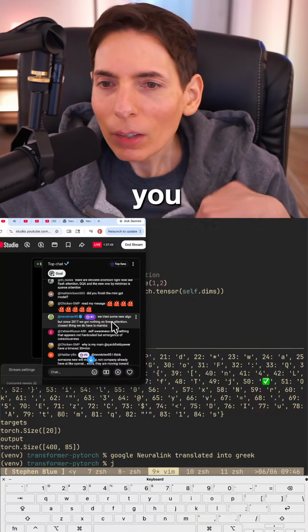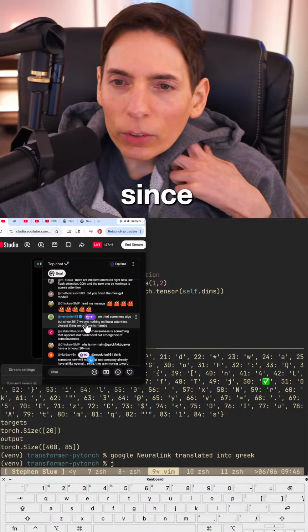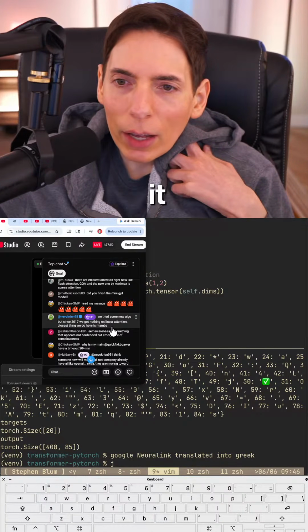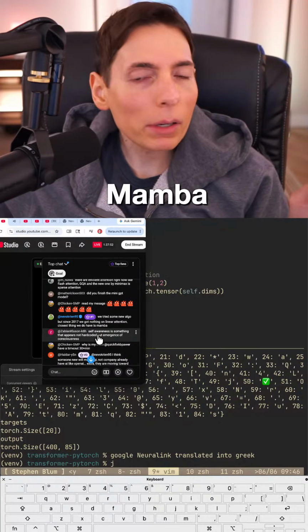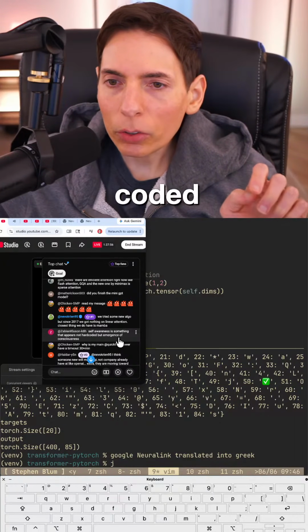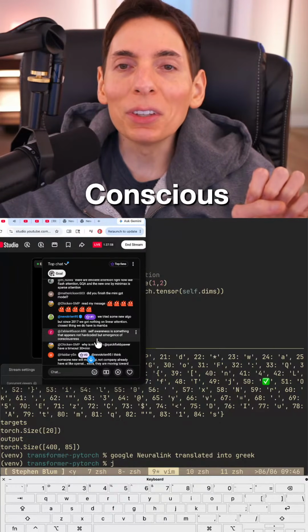We tried some new algorithms, but since 2017, we've got nothing linear. The closest thing we have right now is Mamba. Oh, okay. I don't know what Mamba is. I haven't heard of it. Self-awareness would be an emergence of consciousness, not something hard-coded.